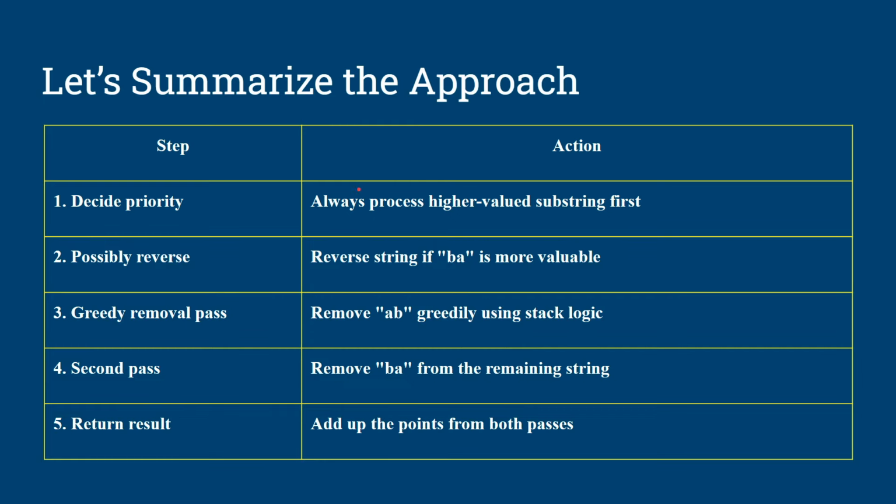So can we summarize this approach? First, decide the priority, then possibly reverse the string, then greedily remove in pass 1 and pass 2, and finally return the result.